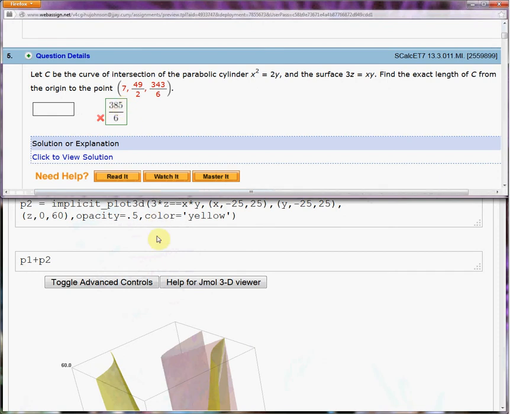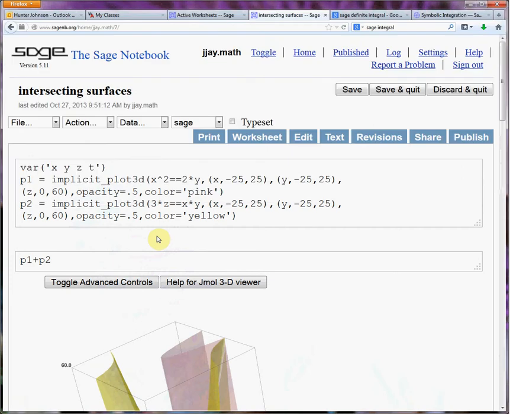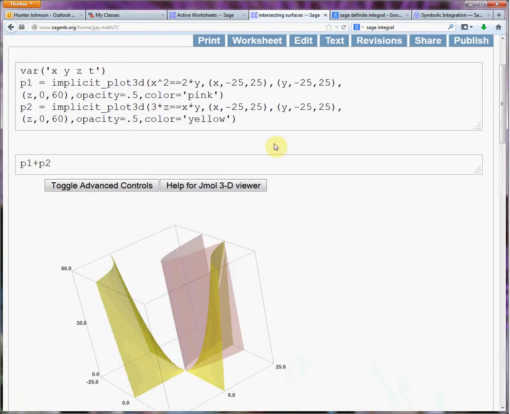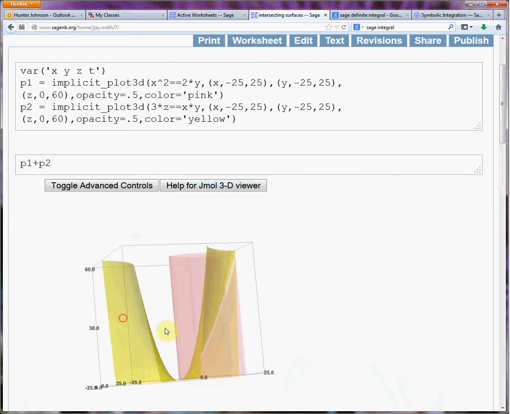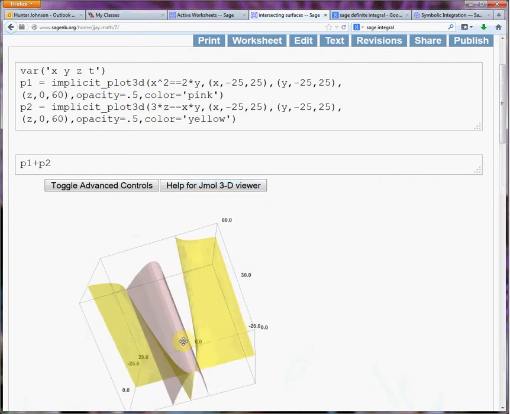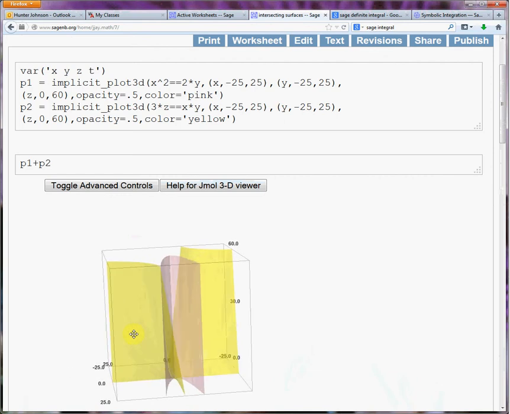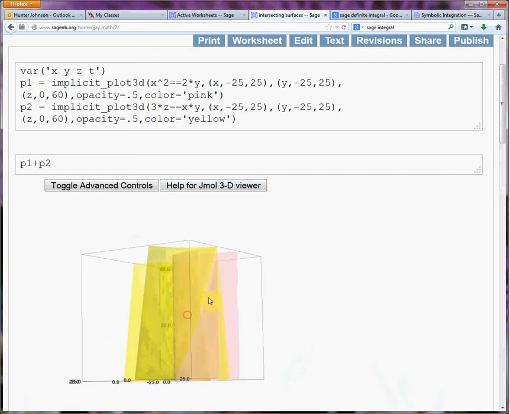So this can be kind of a challenging question. So let's just use Sage to look at a picture of what they're talking about. This yellow color is 3z equals x times y, and the pink color is x squared equals 2 times y. And if you plot them together in the same three-dimensional frame, then you can see their intersection. So there it is.